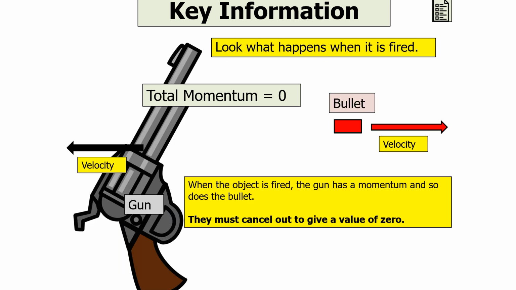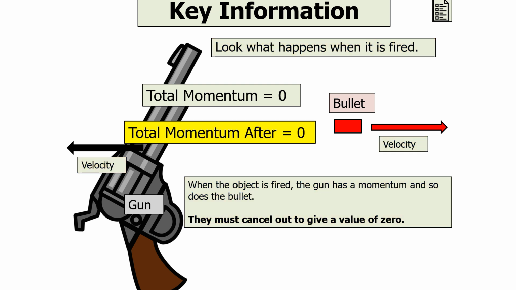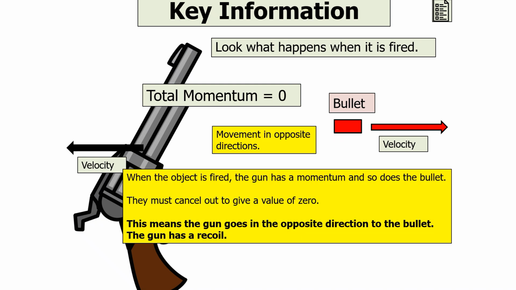So when the object is fired, the gun has a momentum and so does the bullet. But they must cancel out to give a total value of 0 because the total momentum afterwards is 0. So this means that the gun goes in the opposite direction to the bullet. The gun has a recoil.